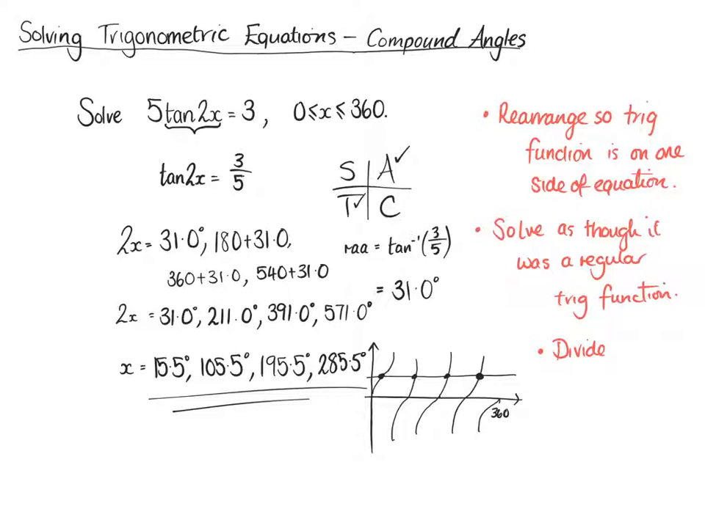Okay, so once we've solved it as though it was a regular trig function, we divide to find x. That's how we solve when we get functions that have a 2x or a 3x. It's exactly the same, you just have to divide by 2 or 3 depending on what it is, and be careful to make sure you've got all the answers. So think about the graph and how many answers you would have within the range that they give you. Okay, so second type of trig function we're going to do next.